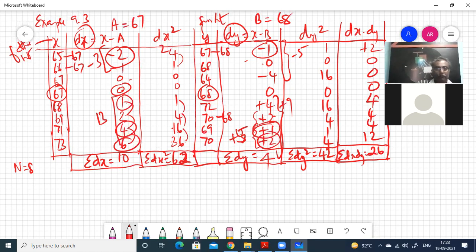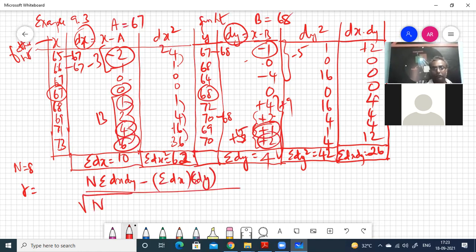Now you got everything you want. All you have to do is substitute in the formula. What is the formula? N into sigma dx dy minus sigma dx into sigma dy, divided by root of n into sigma dx squared minus sigma dx the whole squared, into n into sigma dy squared minus sigma dy the whole squared. That is the formula.